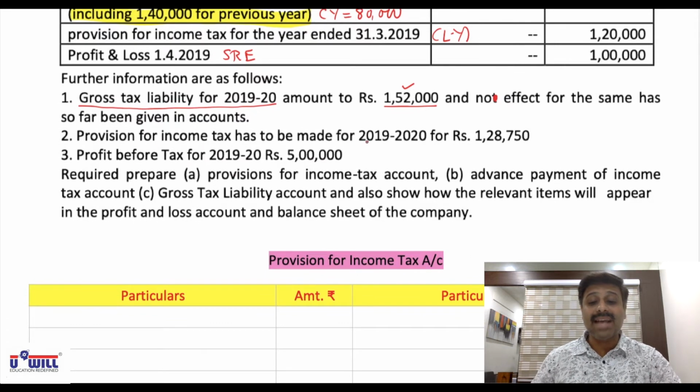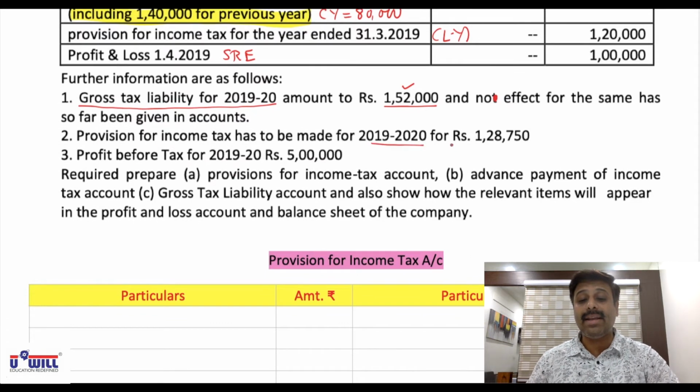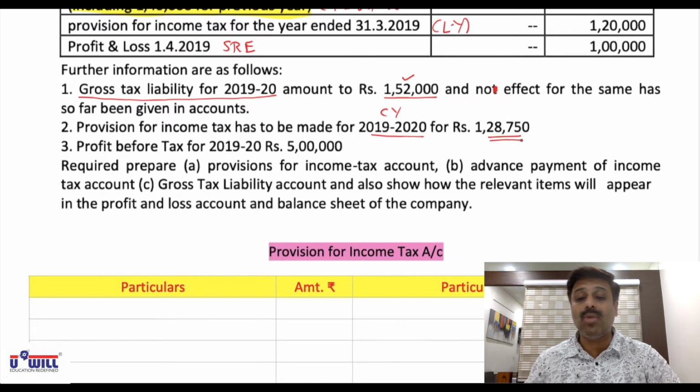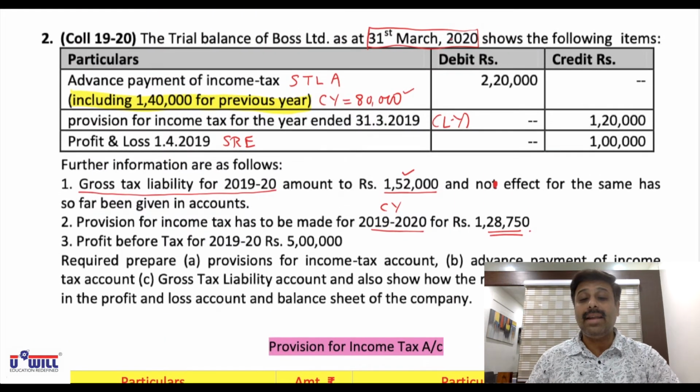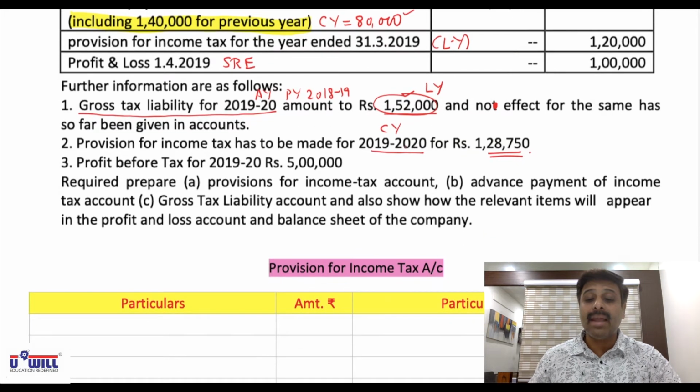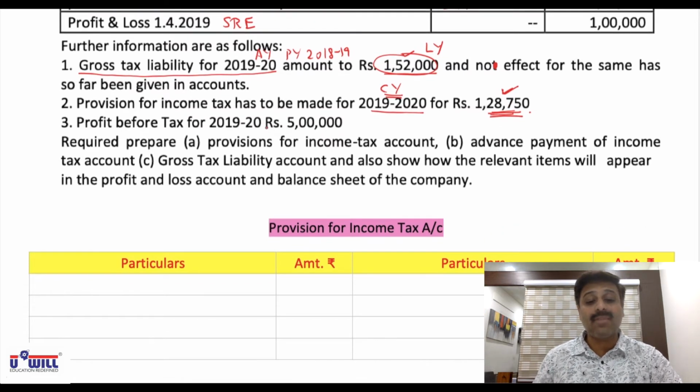Provision for income tax has to be made for the year 19 to 20. 19 to 20 means current year. For current year we have to make a provision for 128,750. Okay, 19 to 20 is the current year, and gross tax liability for 19 to 20 means this is the assessment year. So you can say previous year would have been 2018 to 19. Last year's tax liability is 1,52,000, which we are supposed to fulfill in current year. And in current year, we have to make a provision for income tax of 128,750. Profit before tax for the year 19 to 20 means current year is rupees 5 lakhs.